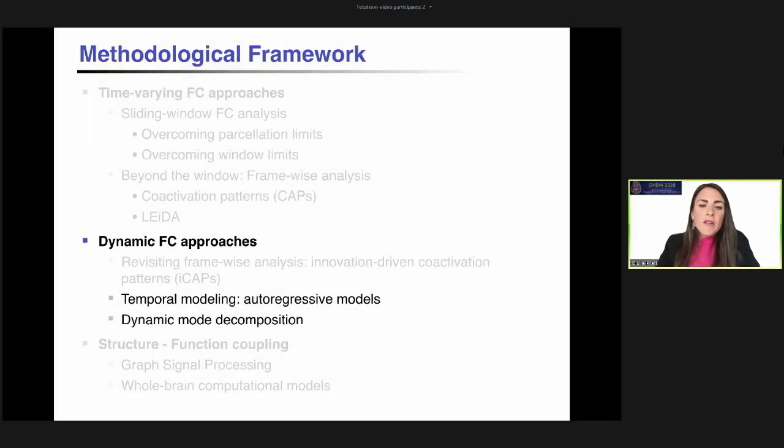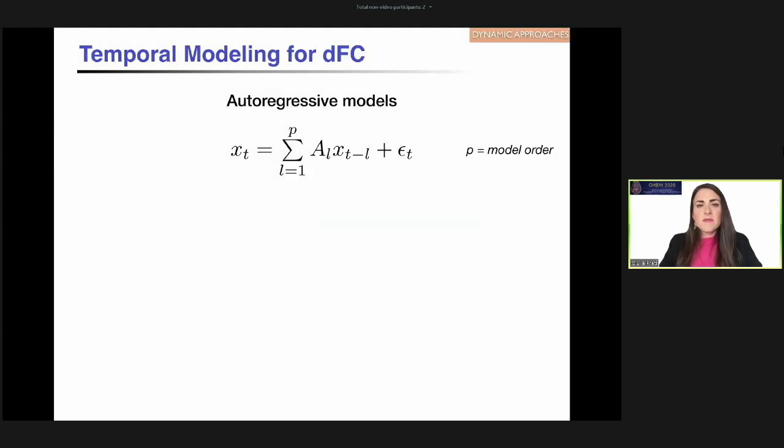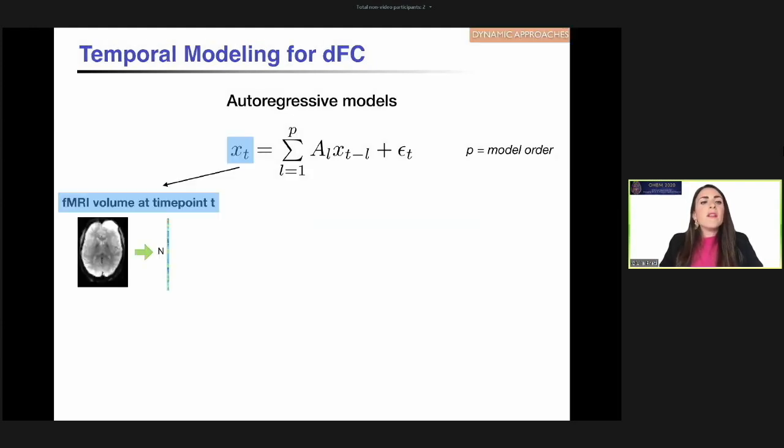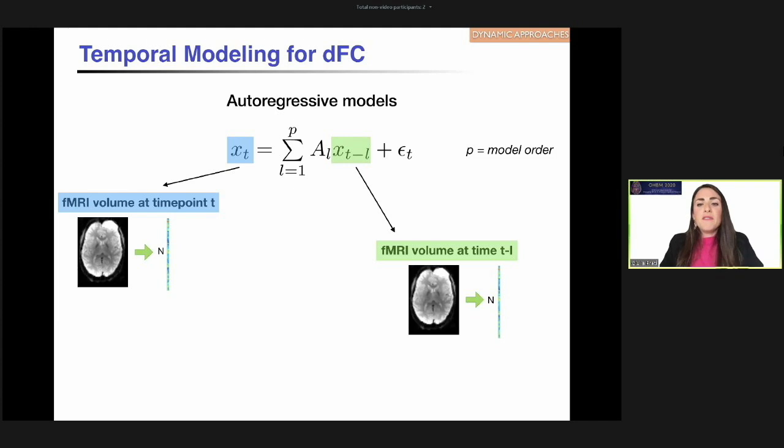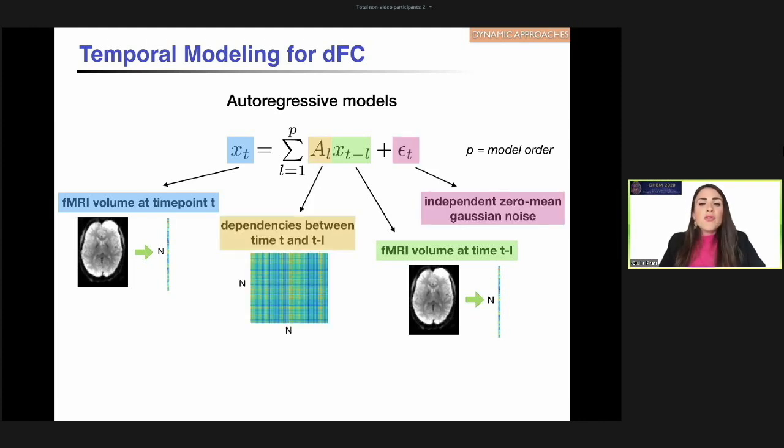Then, regarding temporal modeling, one possible method that performs the temporal modeling is autoregressive models. Autoregressive models model the fMRI volume at time point t as a linear combination of the fMRI volumes at p previous time points, p being the order of the model. Here, the matrix A_L is the matrix of coefficients that we need to estimate and contains the dependencies between a time point t and a previous time point t minus L. And for that, it can be seen as a dynamic version of the correlation.